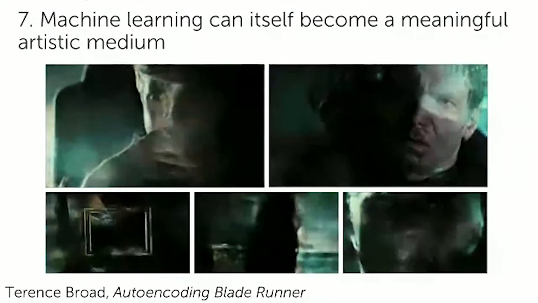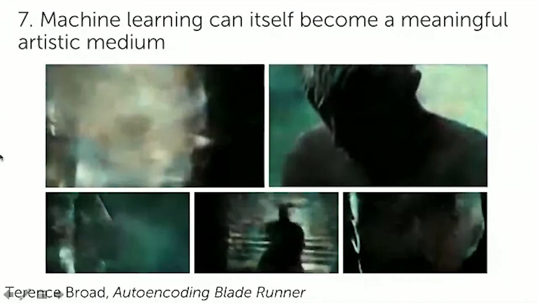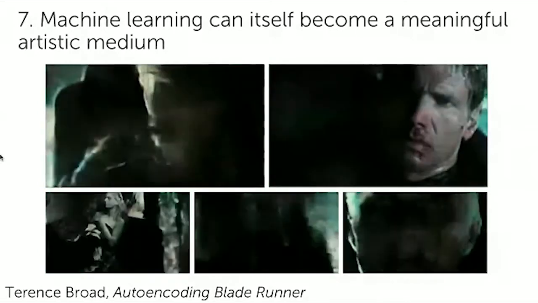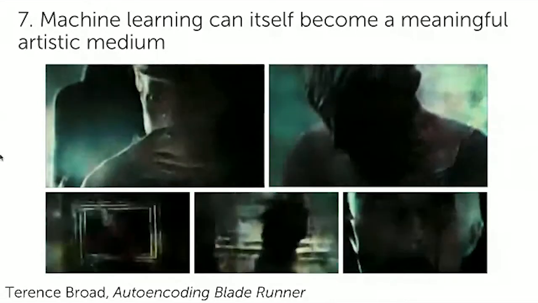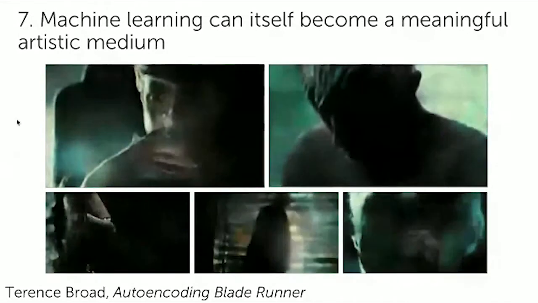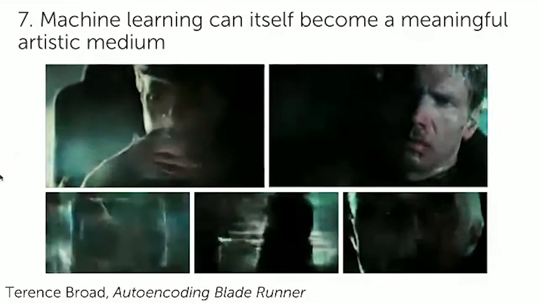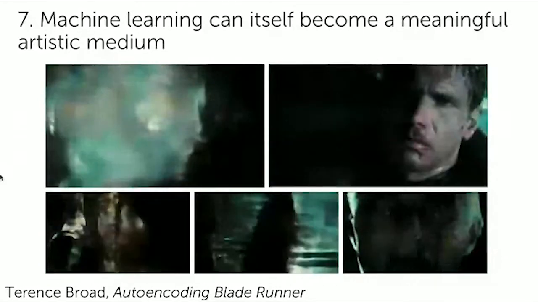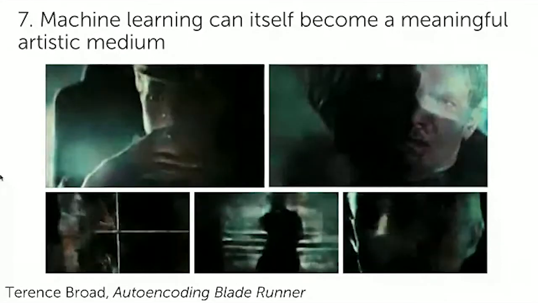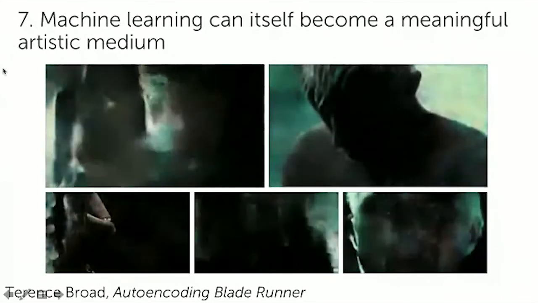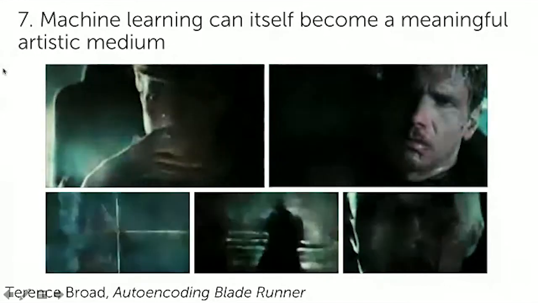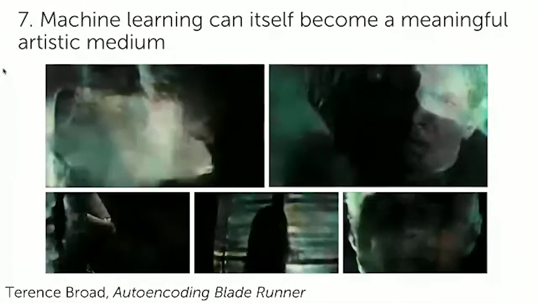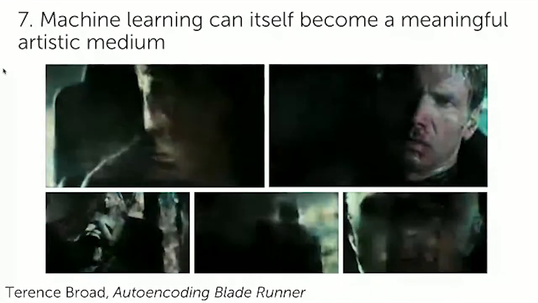So these are clips from a piece by an old student of ours at Goldsmiths named Terry Broad. He did a set of experiments taking the film Blade Runner, running it through an autoencoder, and re-visualizing the output. So what you're actually seeing is a reconstituted version of Blade Runner. And you can go read about this. He's written very nicely about why you might want to do this as an artist. And this has now been acquired by the Whitney, which is pretty cool.